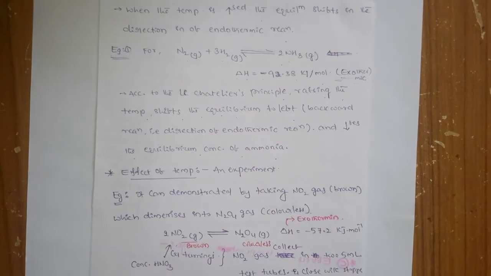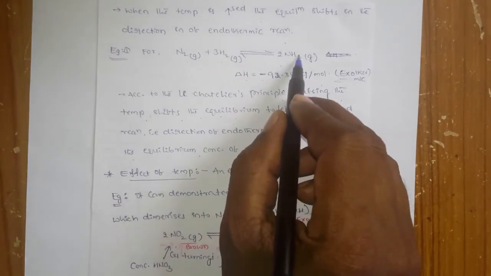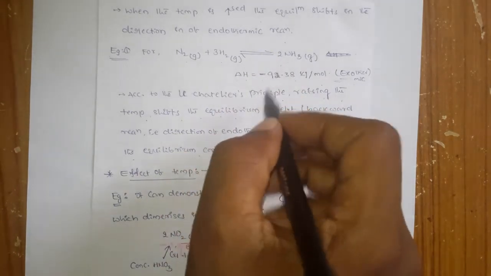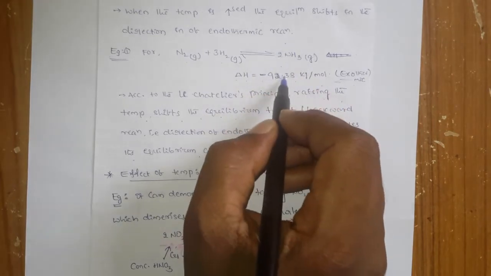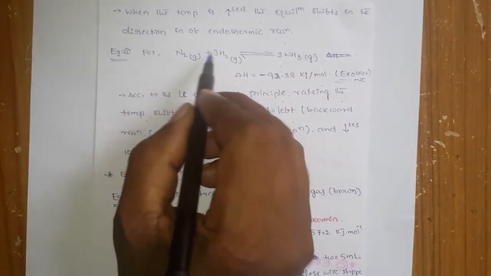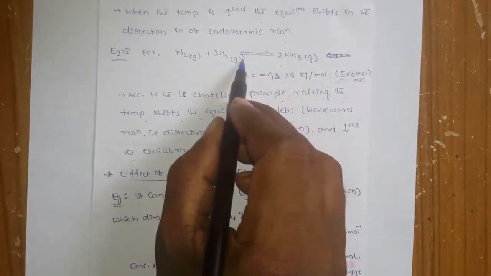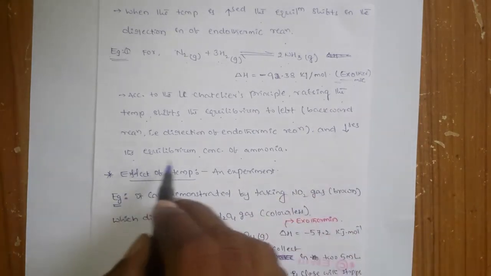Okay, so that means if you increase the temperature for this reaction, what happens? Obviously the equilibrium constant decreases. So the concentration of ammonia decreases and the concentration of nitrogen and hydrogen increases. So that means the backward reaction takes place. The backward reaction takes place. Okay, so here I am saying the same thing: it decreases the equilibrium concentration of the ammonia.